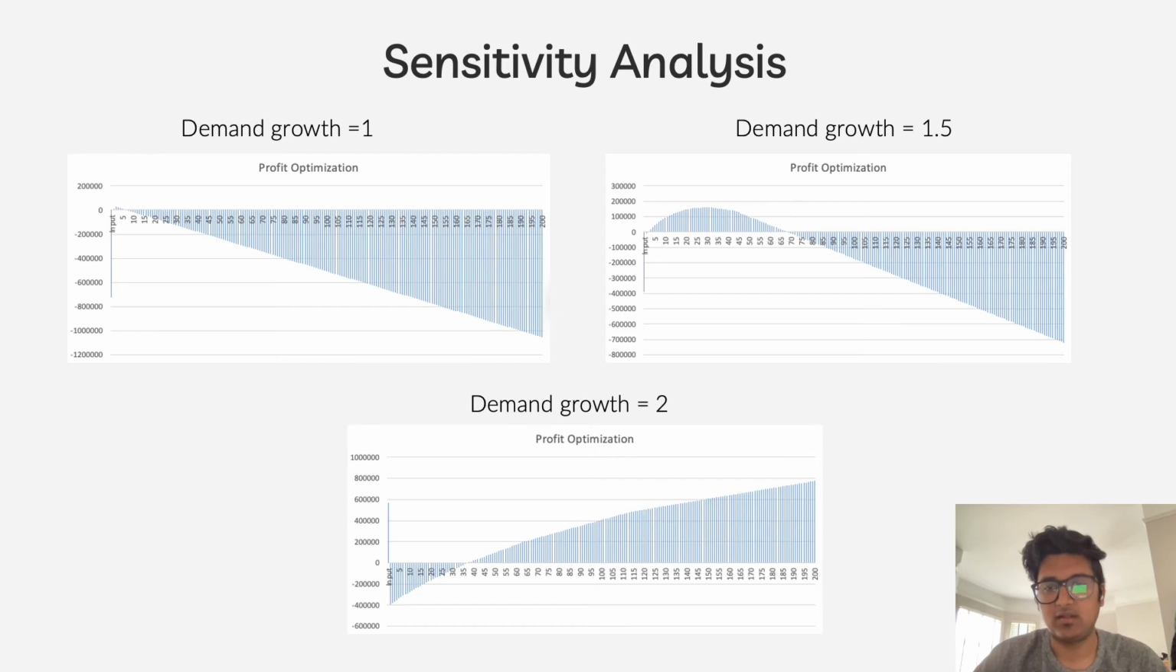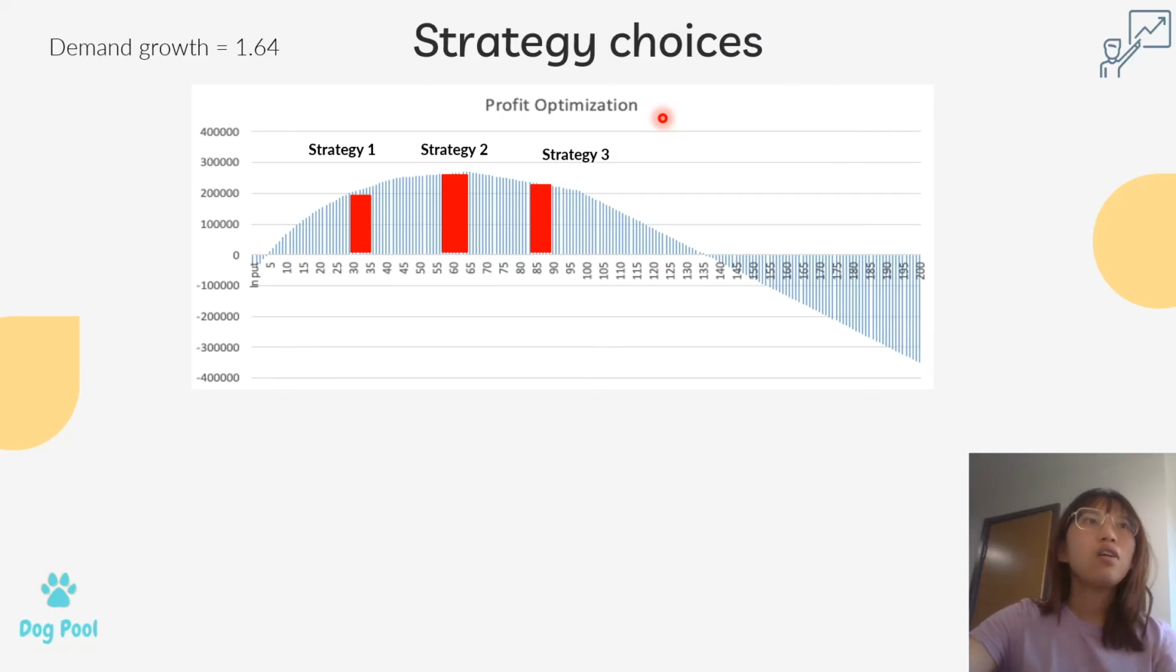While considering the demand growth as 2, we can see that the profits would be negative initially and then would increase after adding more than 35 servers. Based on the sensitivity analysis, we know that we should consider the change of demand growth rate when we make the choice of different strategies.